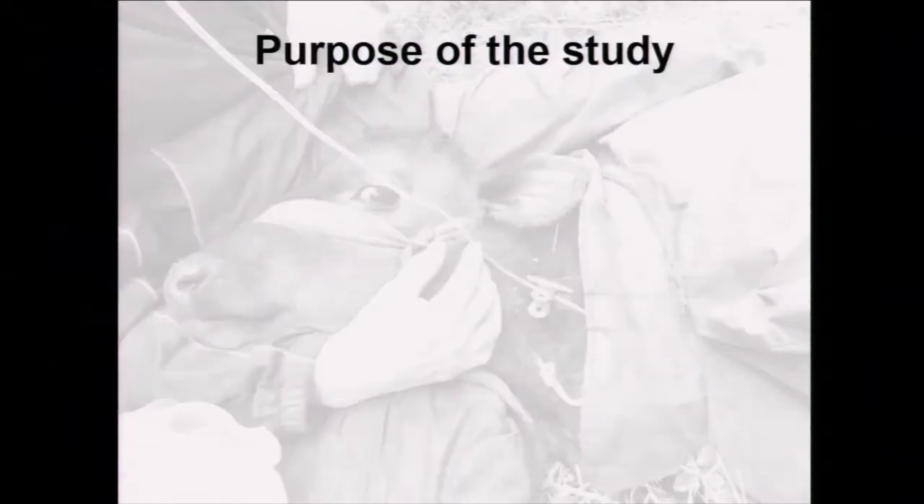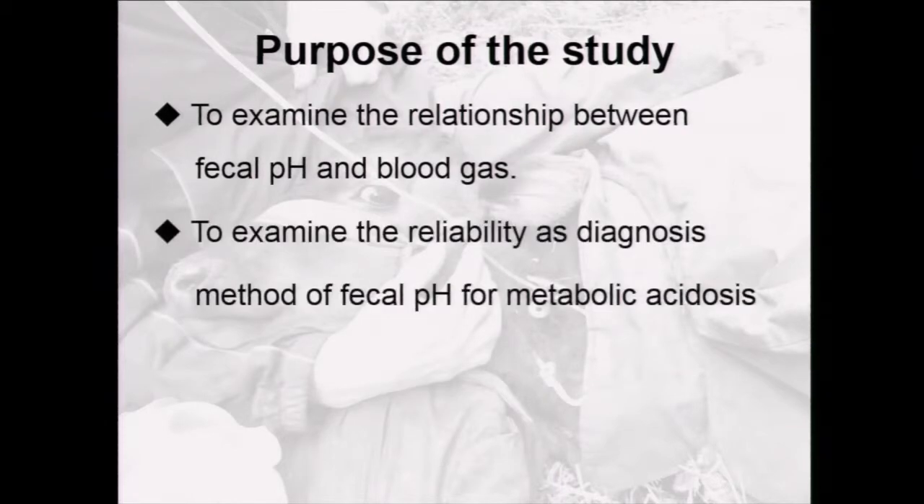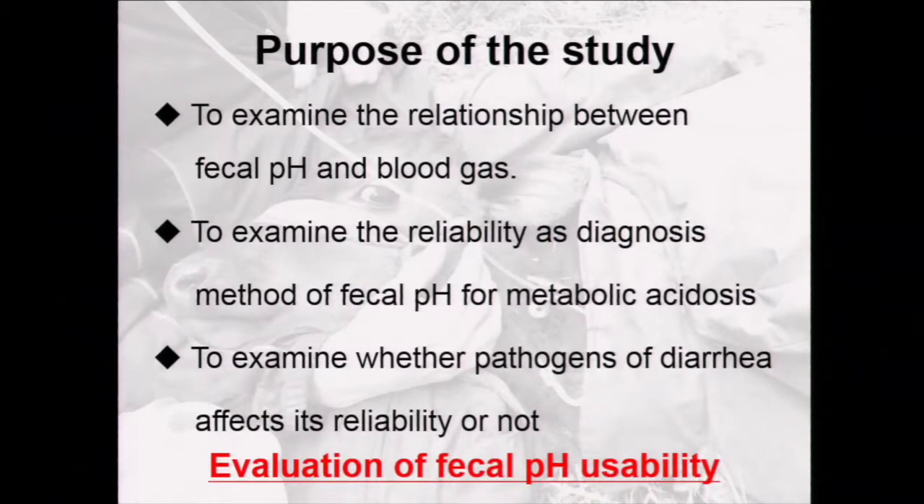The purpose of this study comprises 3 parts. First, to examine the relationship between fecal pH and blood gas. Second, to examine the reliability of fecal pH as a diagnostic method for metabolic acidosis. And finally, to examine whether the pathogens of diarrhea affect its reliability or not. So let me move on to the materials and methods.